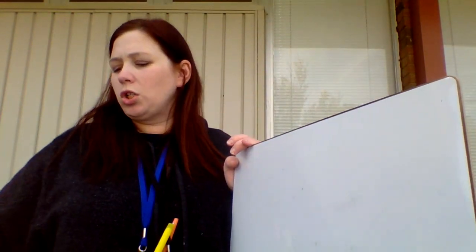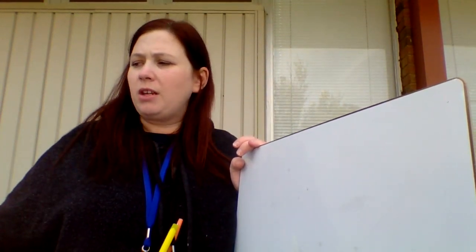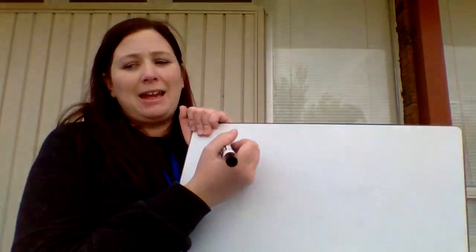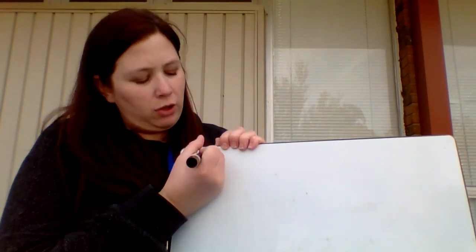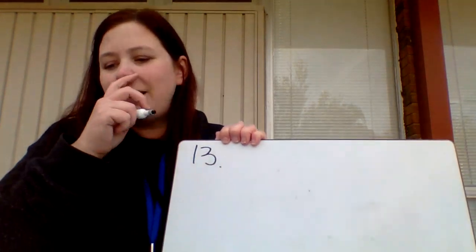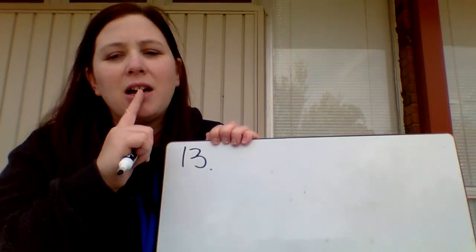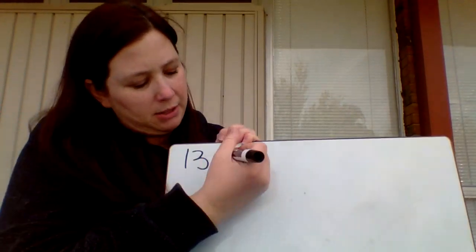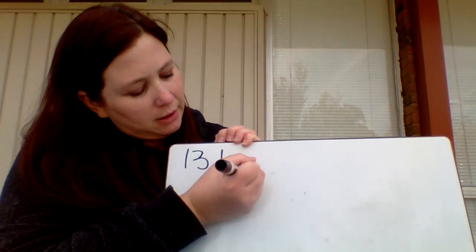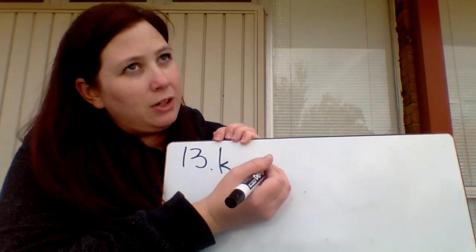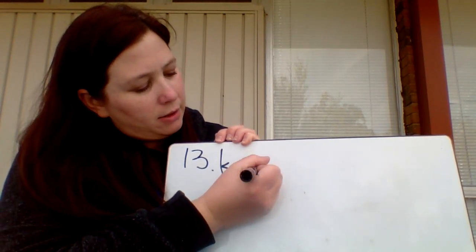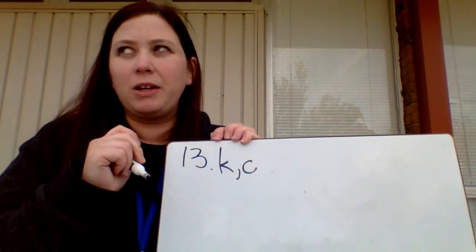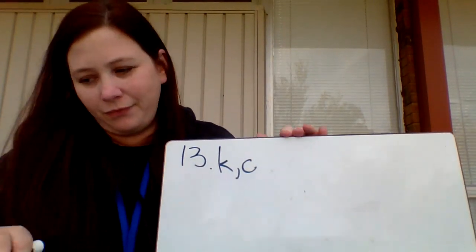Next, let's spell a couple of words with C. The first word we're going to spell is can. And that's on number 13. Now, when we say k, it's either going to be K or C. Could be either way that we make the k sound. So on number 13, if you can write K, comma, C. And that's the different ways that we can make the k sound.